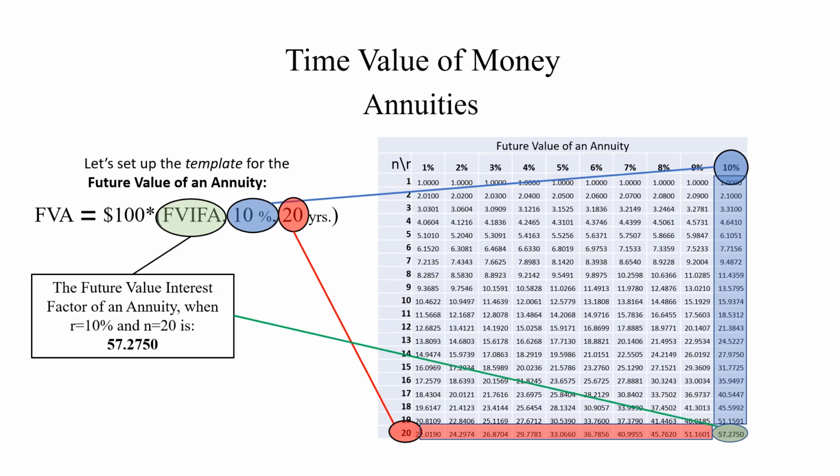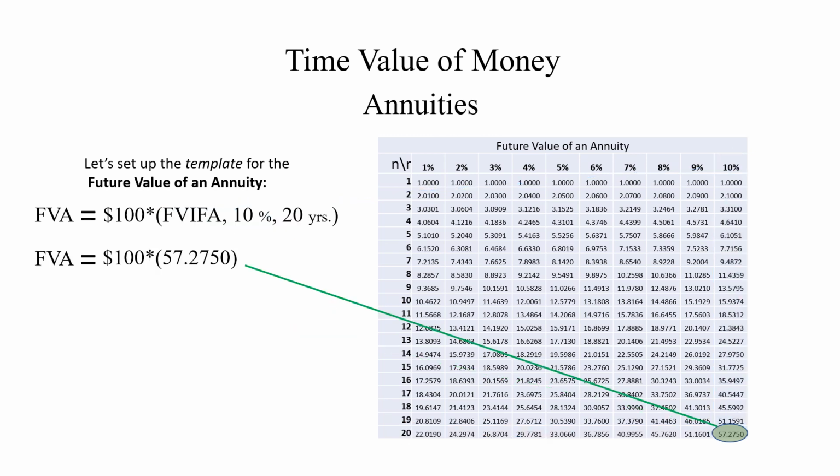As you can see, the future value interest factor of an annuity, the FVIFA, where R is 10% and N is 20 years, is 57.2750, just as we had computed it by the formula. So we take that value, 57.275, multiply it by our annual deposit of $100, and we see that $5,727.50 will be in that account at the end of the 20-year period, which is exactly what we got from the formula.